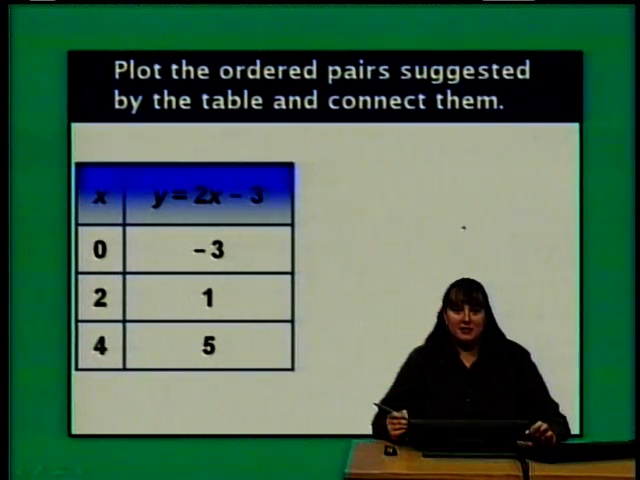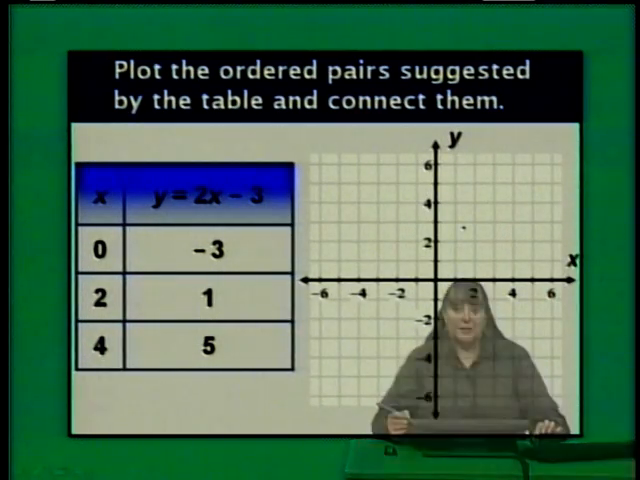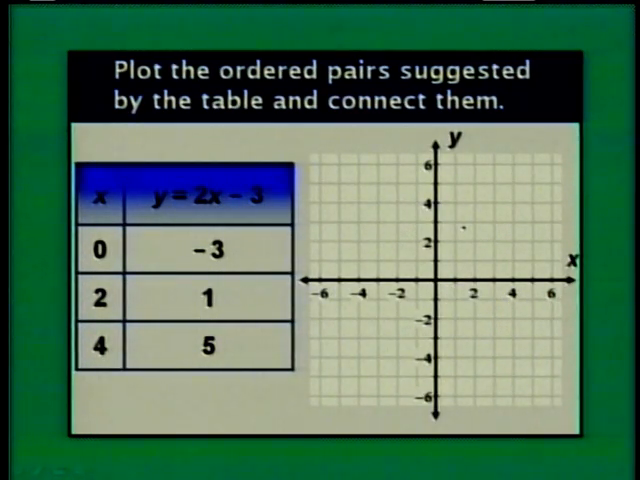Let's look at another example. Here we're asked to plot the ordered pairs suggested by the table and connect them. Notice the ordered pairs aren't typed into the table for us, but we can figure out the solutions by looking at this table. In the first row of numbers, I see 0, -3. This corresponds to the ordered pair 0, -3. So I need to get out some graph paper. Again, conveniently, this graph paper is already labeled and scaled for me. So I'm going to go ahead and start plotting the points.